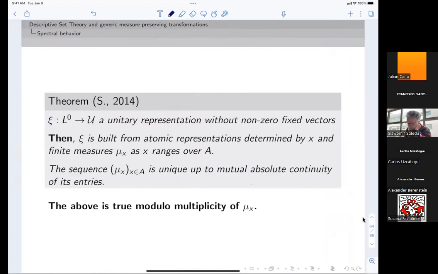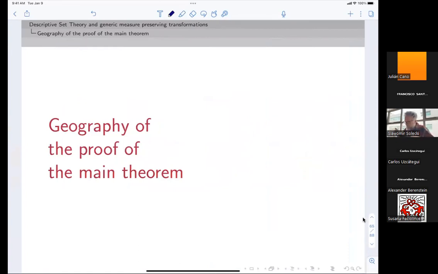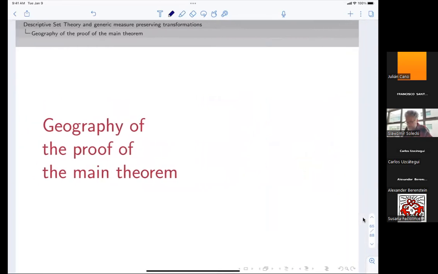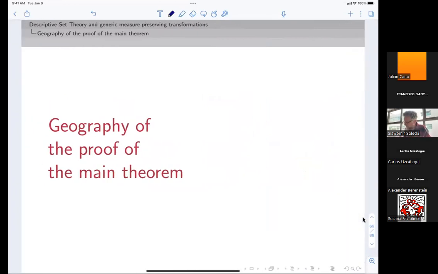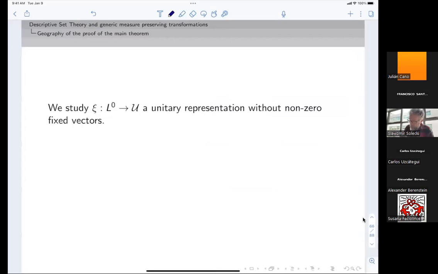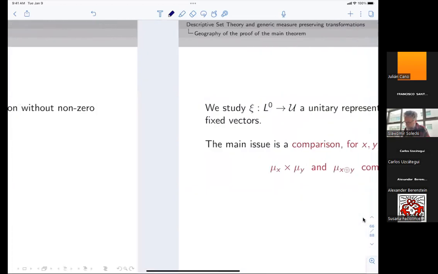That doesn't matter here. In any case, every such representation is actually a sequence of these atomic representations. Based on that, now we know what the spectral behavior is. Let me now say what is the geography of the proof of the main theorem. And this involves a theorem of a student of mine, Etedadi Aliabadi. So we study these unitary representations of L0 with non-zero fixed vectors.